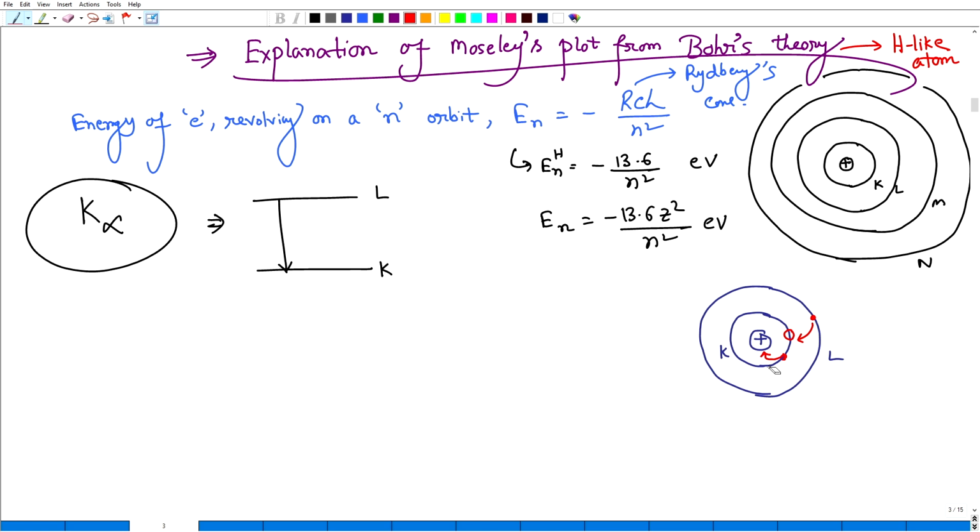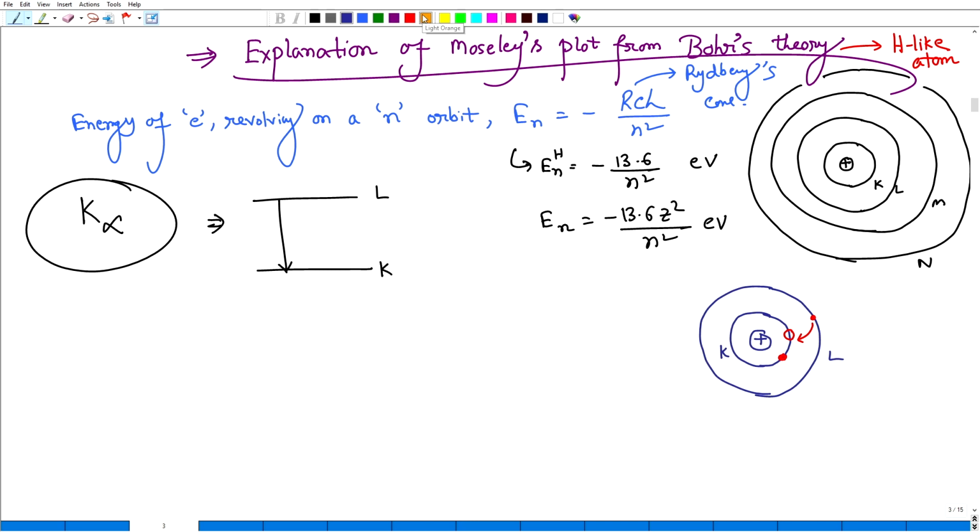We can think of this electron as being in the nucleus. This is an approximation, because in Bohr's model we only account for the charge of the nucleus, not the other electrons, but here there are other electrons as well. As the K orbit is very close to the nucleus, we can think that the other electron of the K orbit is actually in the nucleus. That's a very naive approximation, but we have to do it, otherwise we can't apply Bohr's model. So the effective charge is Z minus 1.